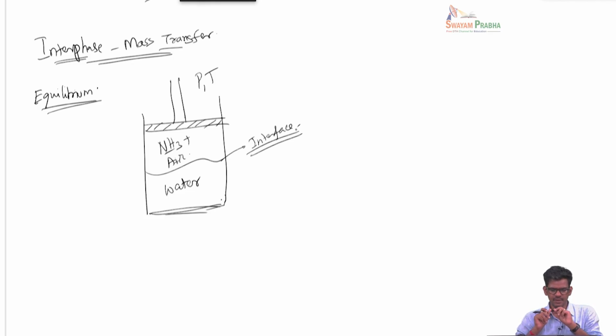Okay. Now the moment you do this, what will happen is ammonia has a finite solubility in water. Initially water was pure. Now you have made this contact between the gas mixture and liquid. So what will happen is ammonia will diffuse, cross the interface, and come to liquid water. Many molecules of ammonia will diffuse and cross the interface and reach water.